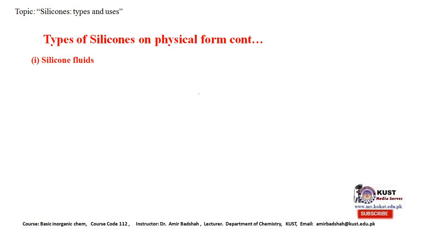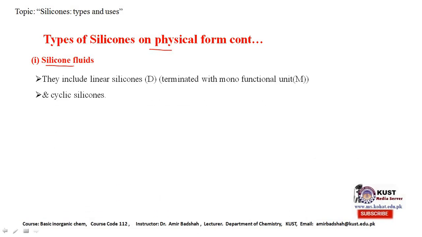Further, these silicones can also be divided into different types, and this depends upon the physical forms. Among them, the first one is the silicone fluids. The silicone fluids mainly consist of linear silicones, and cyclic silicones also come under the silicone fluids. These are in the liquid state.